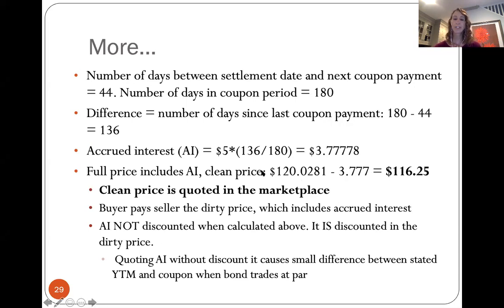The full price, which includes accrued interest, is 120.03, which we calculated before. If we subtract the accrued interest, we get a price of 116.25. That's the clean price. It doesn't really mean anything because it's not actually the price that's paid, but oftentimes in the marketplace, we'll quote the clean price so that we can compare bonds to each other.